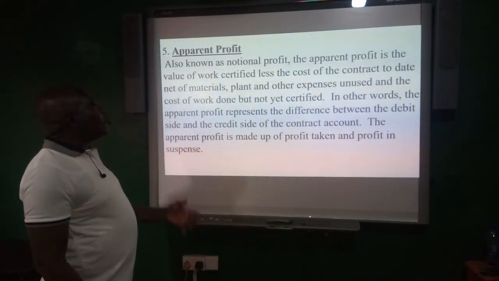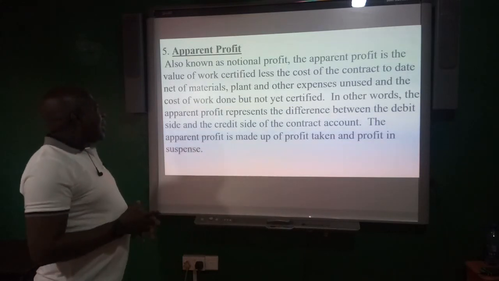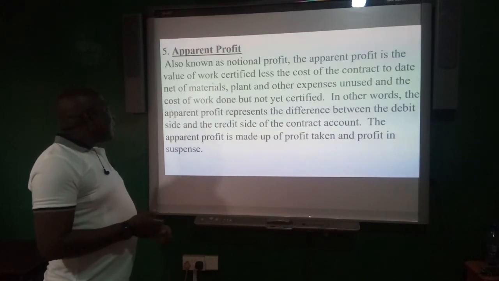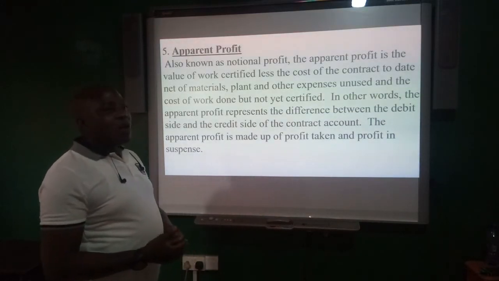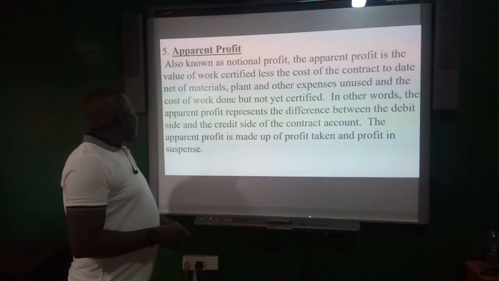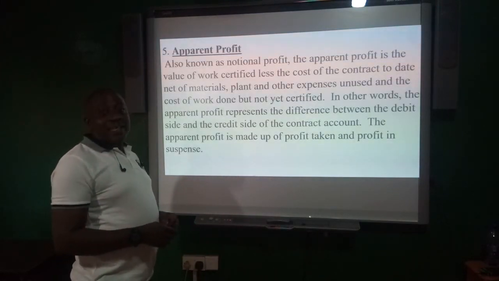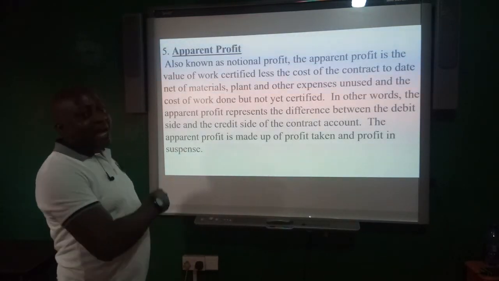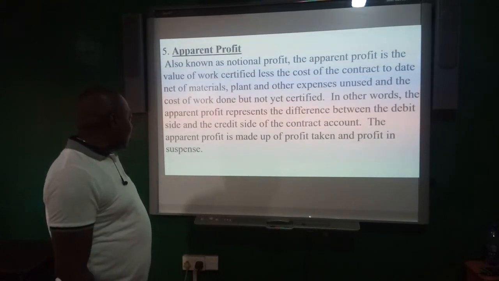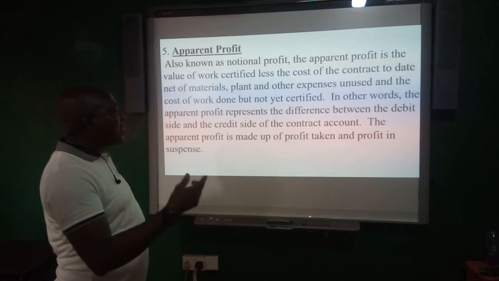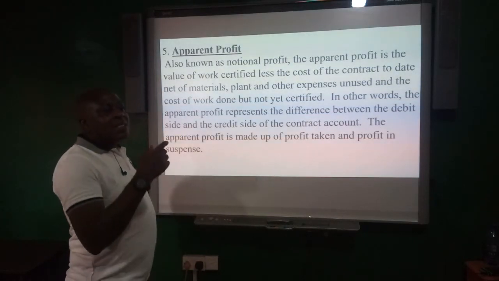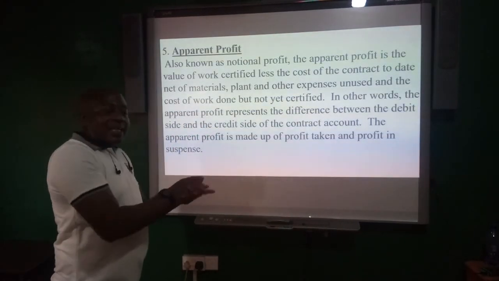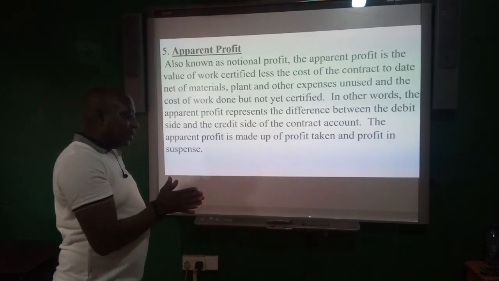Apparent profit is also known as notional profit, and it is the value of work certified less the cost of the contract to date, net of materials, plant and other expenses unused, and the cost of work done but not yet certified. In other words, the apparent profit represents the difference between the debit side and the credit side of the contract account. The apparent profit is made up of profit taking and profit in suspense.